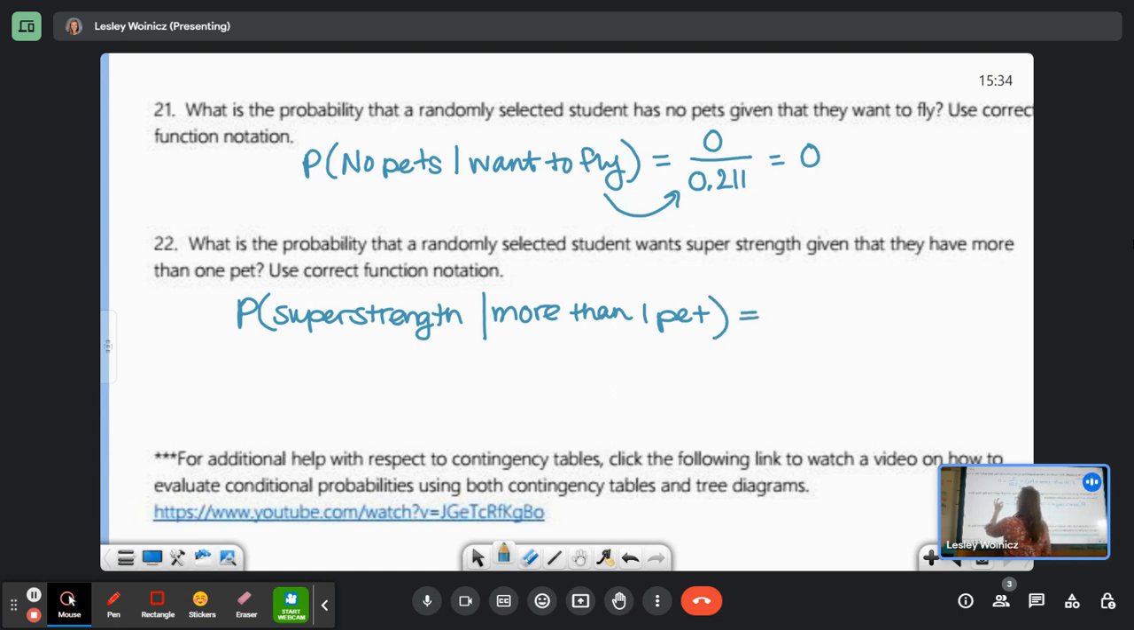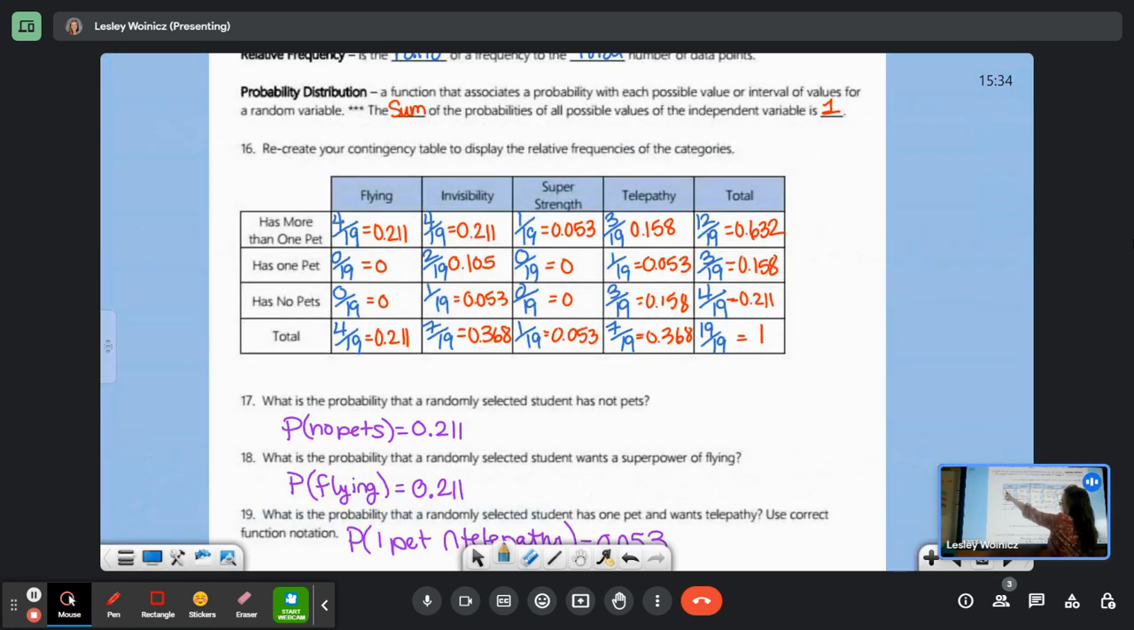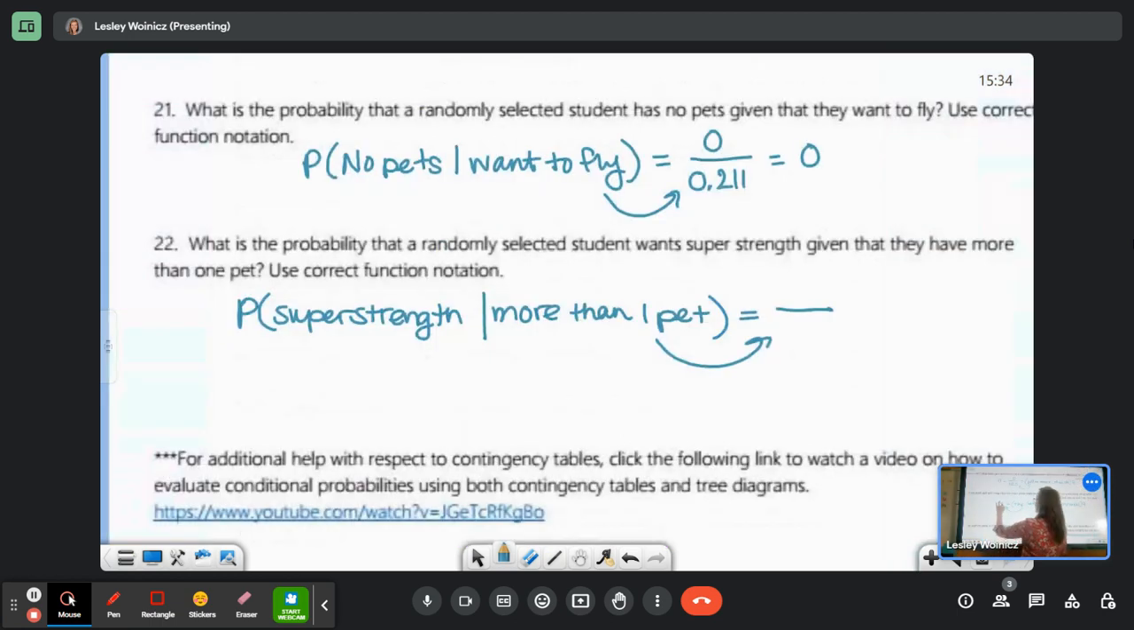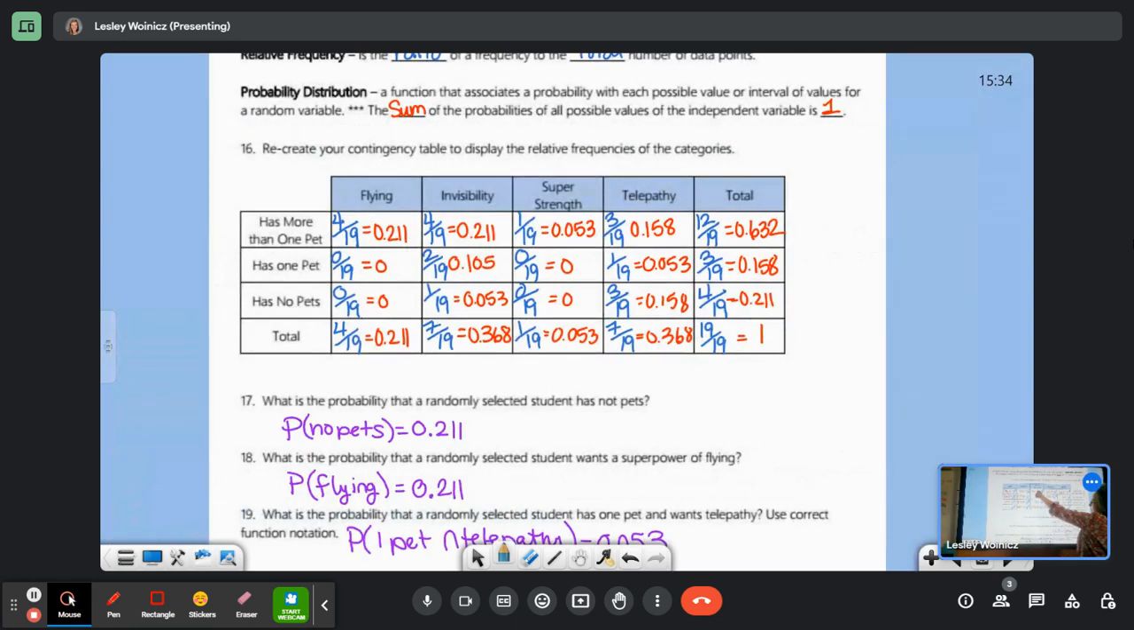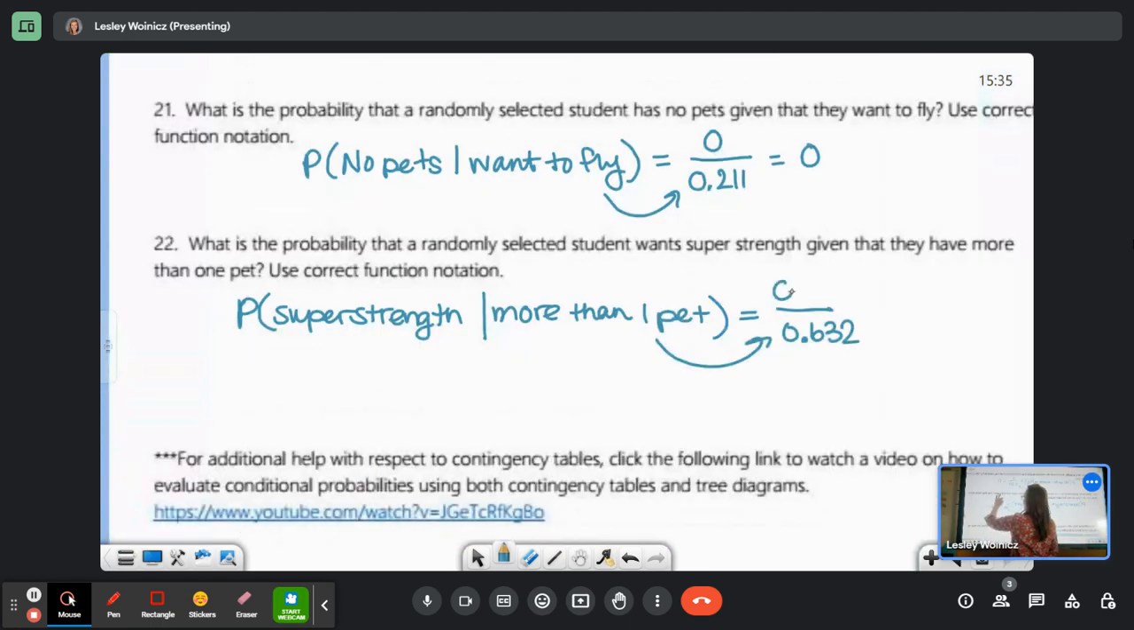Okay, so the more than one pet goes in the denominator. More than one pet is 0.632. Okay, how many of those want super strength? What is the probability of picking super strength out of those? So it would be 0.053. Did I do that right? I'm getting 0.084.